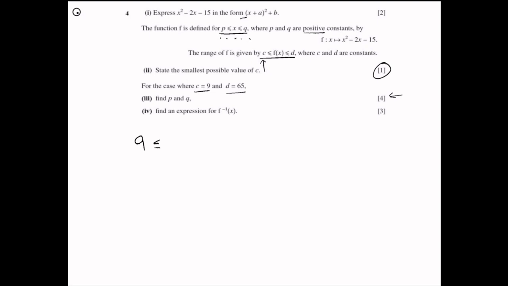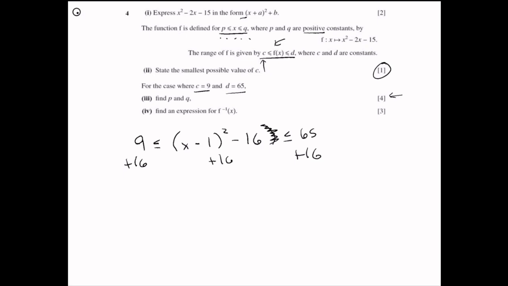And we're going to do the complete square form. I erased it, but it was x minus 1 squared minus 16. And that's going to be less than or equal to 65, because that's the order it has for the range. And we're going to solve both of these inequalities at the same time. We're going to add 16 on all three sides: plus 16, plus 16, plus 16.